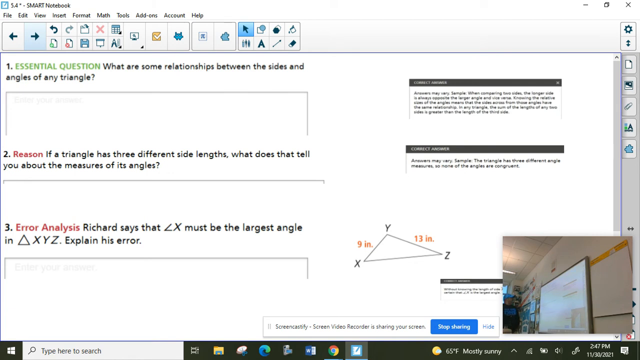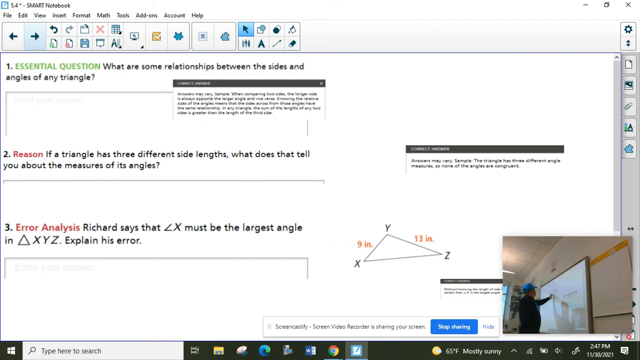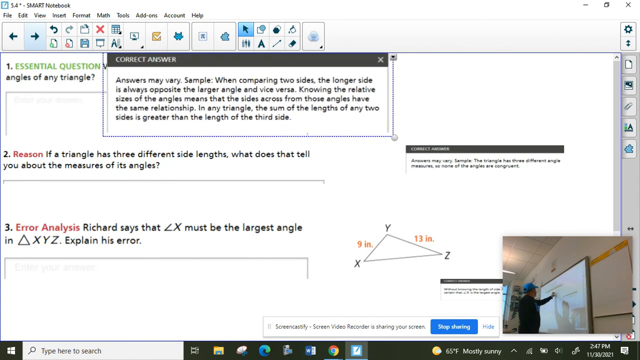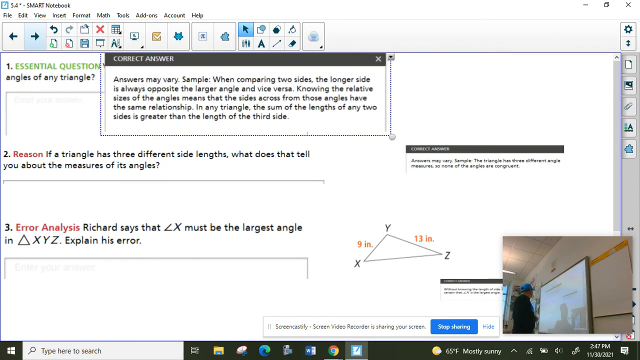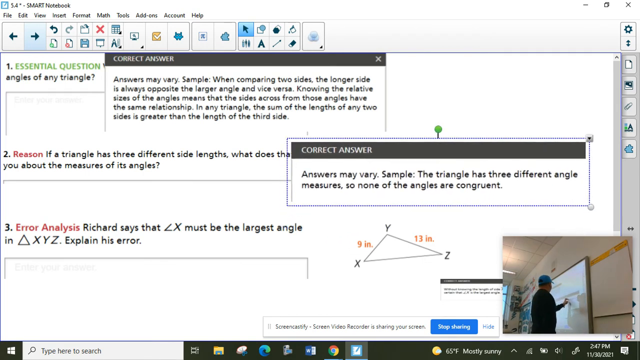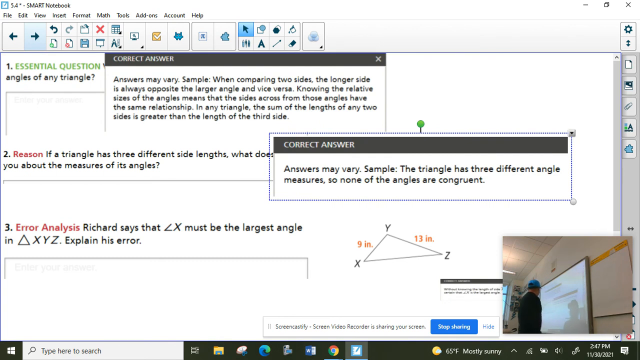All right, so what are the essential questions? So go ahead and answer all your essential questions and the do you understands and the do you know hows, and then I'll put the answers up here. But what are the issues between the sides and the angles? Here's what you can say. There's some different answers there. Number 2, if a triangle has 3 different side lengths, what does that tell you about its angles? Well, if it has 3 different sides, every angle has to be different. All right?